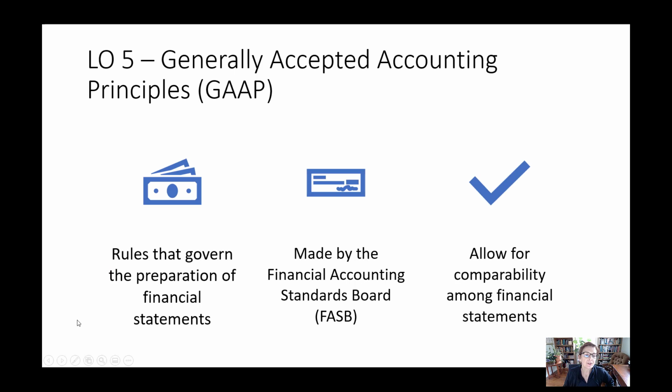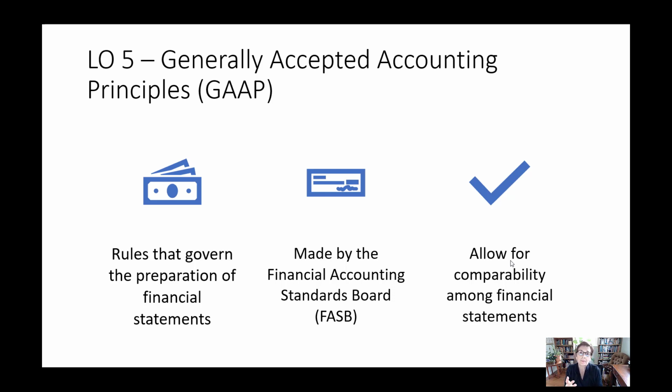Okay, so generally accepted accounting principles are second to last thing we're going to talk about today. These are the principles that allow us to compare one company to another. How do we know that Apple used the same rules as IBM to prepare their financial statements?